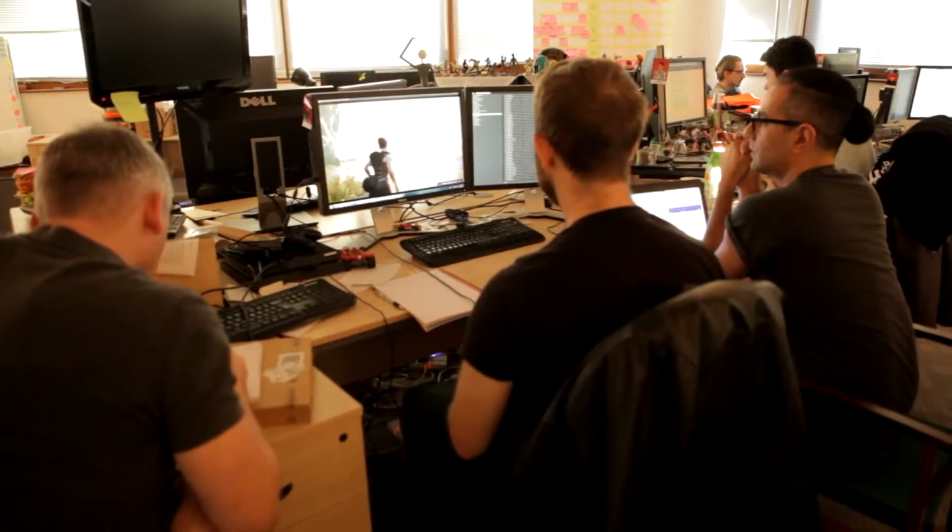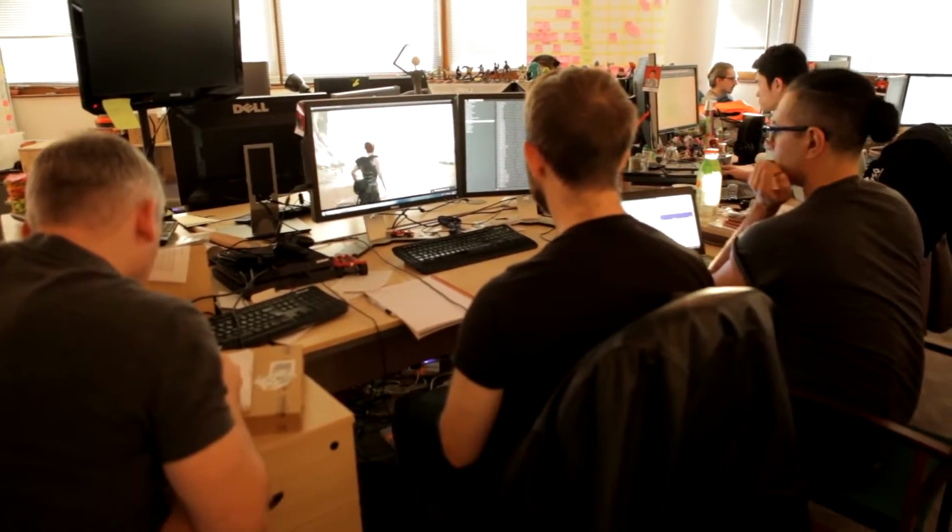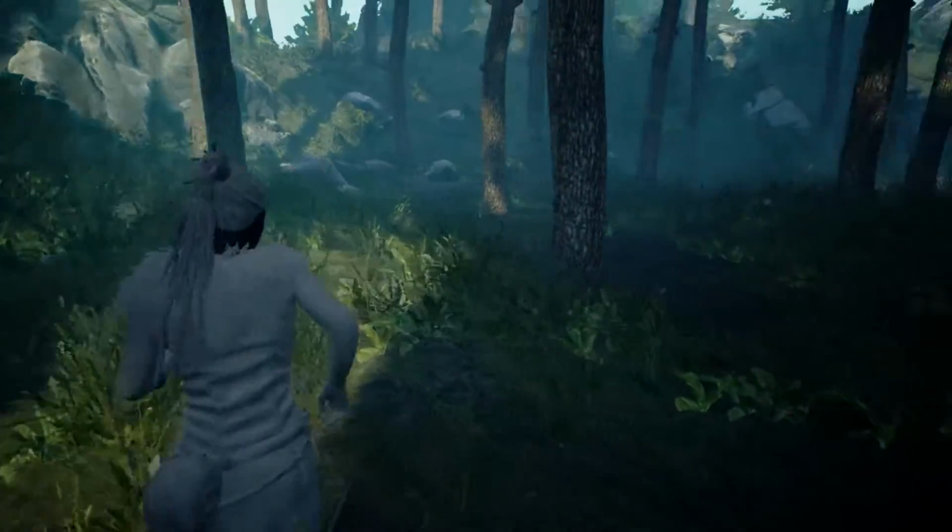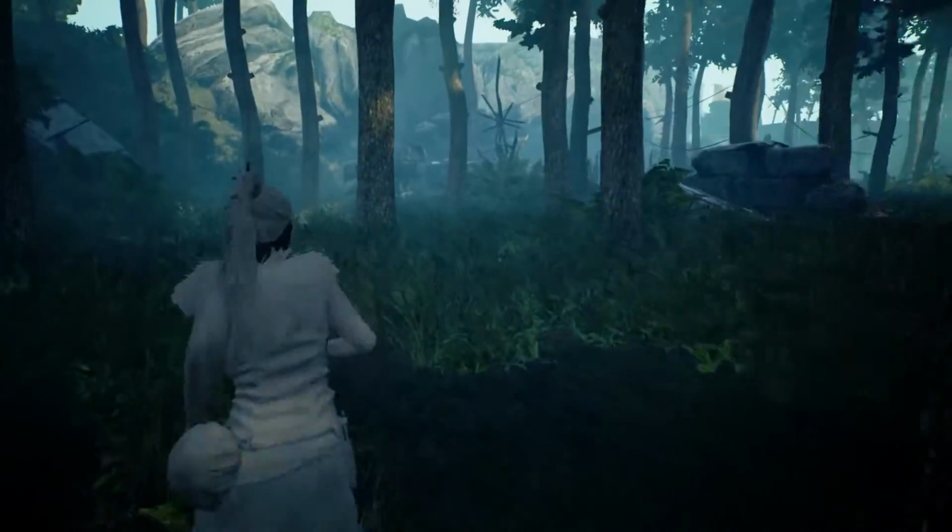So far we've shot 3 to 4 days worth of movement, which gives us the bulk of what we need, and we're in the process of adding these to the game. The results so far have been promising, and we'll capture more as and when we need it.